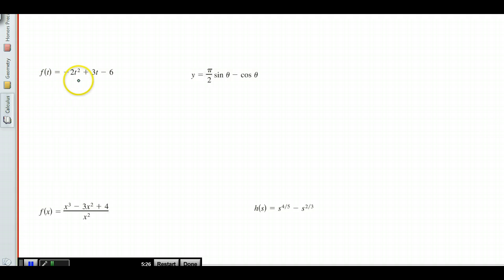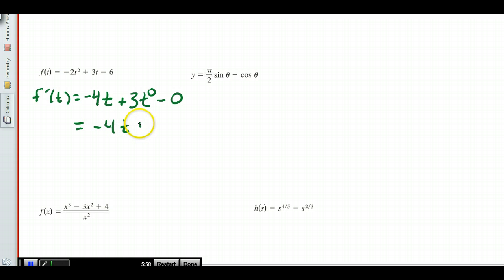What if f of t equals negative 2t squared plus 3t minus 6? Okay, f prime of t. Now this exponent is going to come around front, and there's already a negative 2 there, so when they multiply, we get negative 4 t to the first, plus, now t to the first, that 1 comes around, multiplies by the 3, and I get t to the 0, and the derivative of any constant is 0. Well, t to the 0 is just 1, so our derivative is actually negative 4t plus 3.